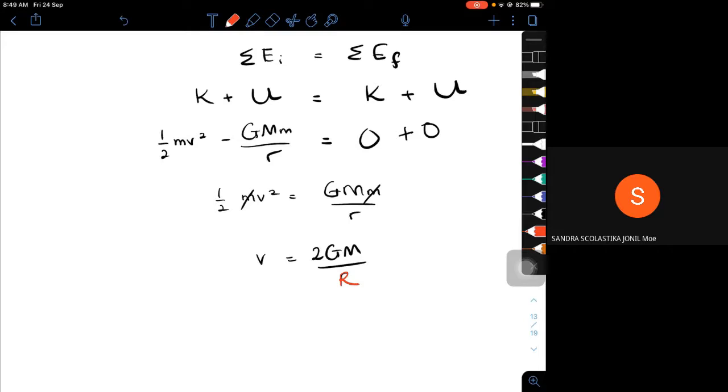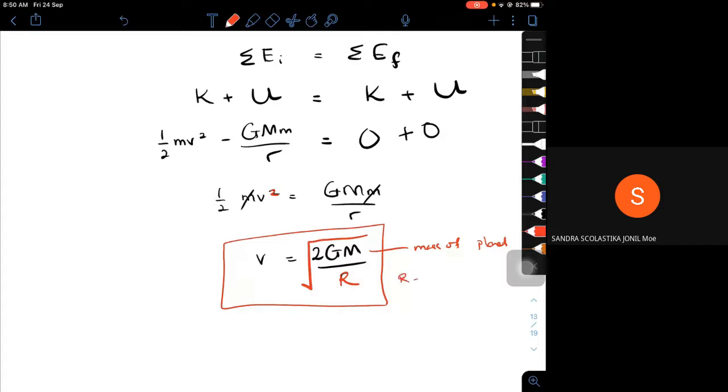So this is the formula. Since there is a square, it will become a square root. So this is the formula for V escape, where G is a constant, M is the mass of the planet, because big M is the mass of the planet, and R is the radius of the planet, okay. I hope you understand that. And then the unit obviously would be ms negative 1. So I hope you understand that.